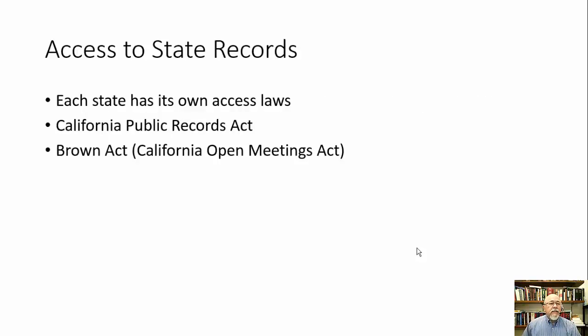Access to state records. Each state has its own access laws that are similar to FOIA or Government in the Sunshine. In California, we have the California Public Records Act for records, and we have the Brown Act for meetings. And I've sent you through email from PolyLearn a copy of each statute.